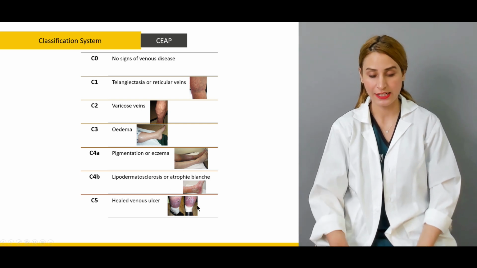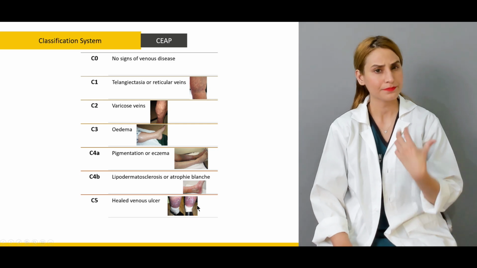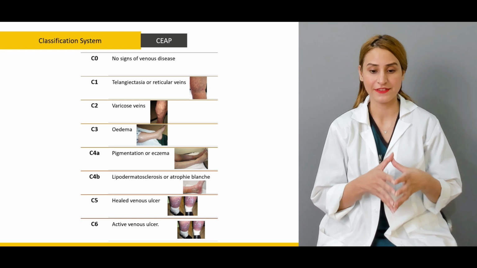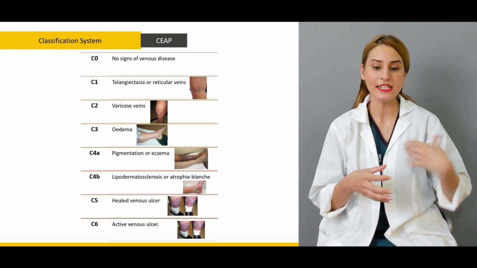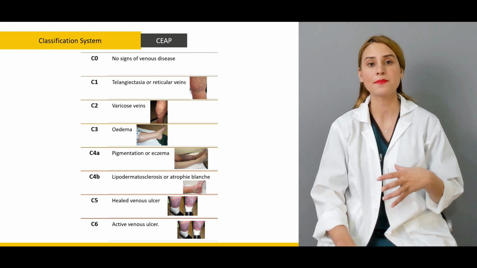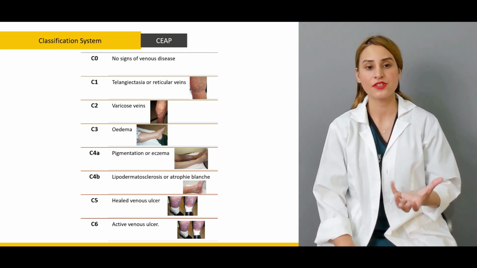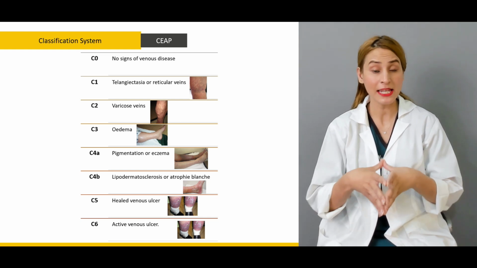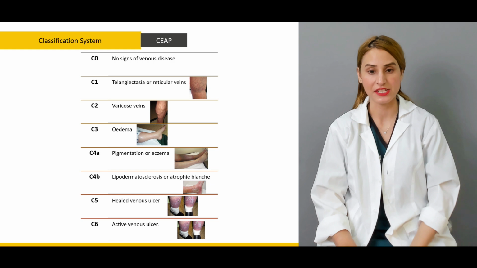You can see here in the diagram. Plus there is also a swollen or edematous limb as well, and C6 is active venous ulcer. C5 is healed venous ulcer, and C6 is active venous ulcer. So this was about the clinical presentation of the limb which is undergoing venous hypertension.